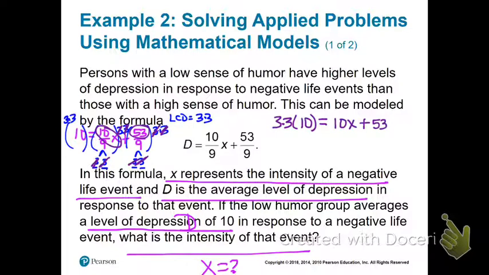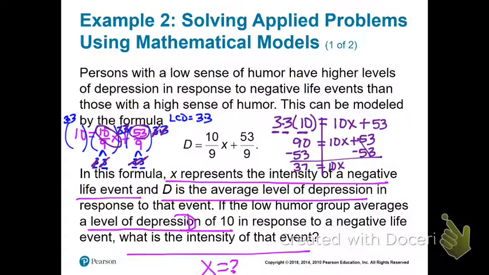And now we can just solve this. So over on the left, I got 3 times 3, which is 9, times 10, which is 90, equals, can't do anything on the right side. Then we could subtract our 53. And we get 37, yes, equals 10x.